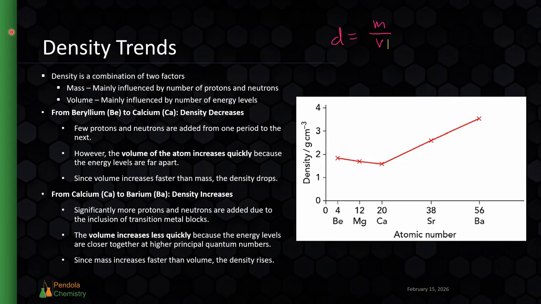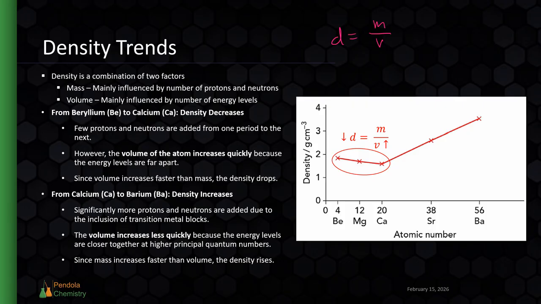So once we look at the densities across the group, why do the densities from beryllium to calcium decrease, but from calcium to barium increase? It has to do something with these two factors. Well, from beryllium to calcium, we see a decrease in the density because the volume increases more rapidly than the mass does. So yes, there is more mass, more protons and neutrons as we go from beryllium to magnesium to calcium.